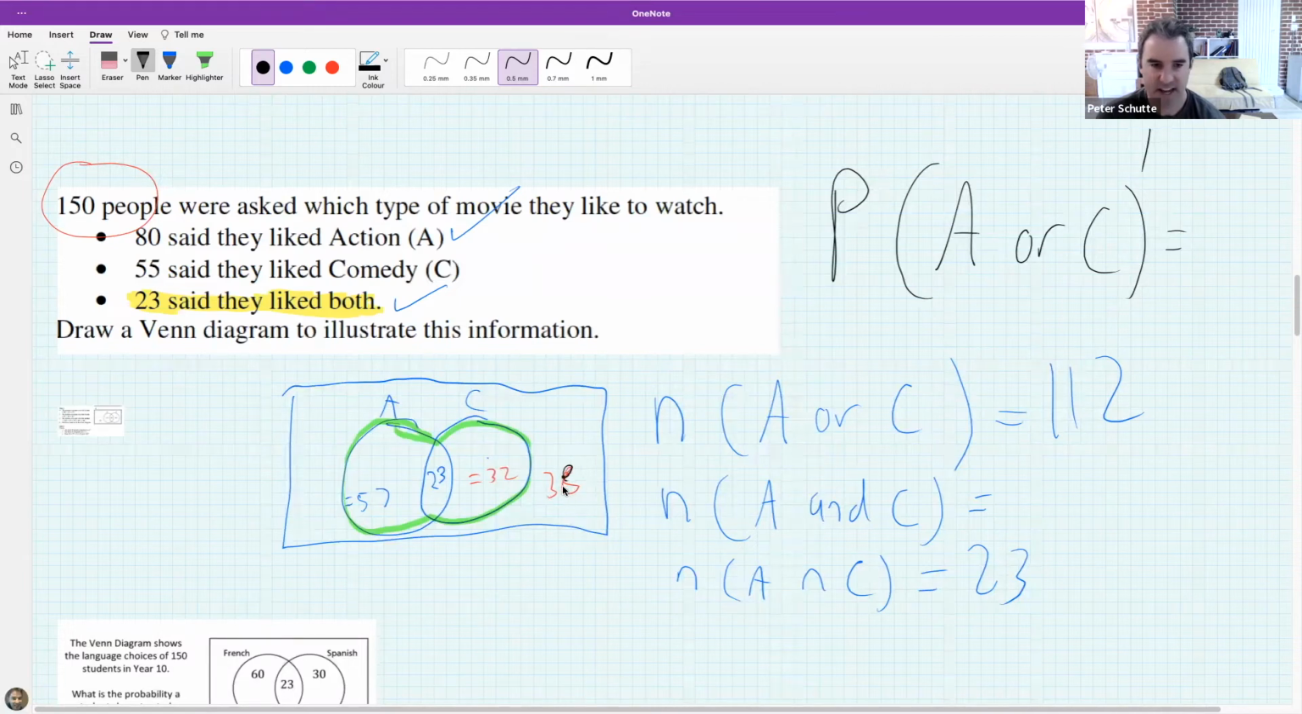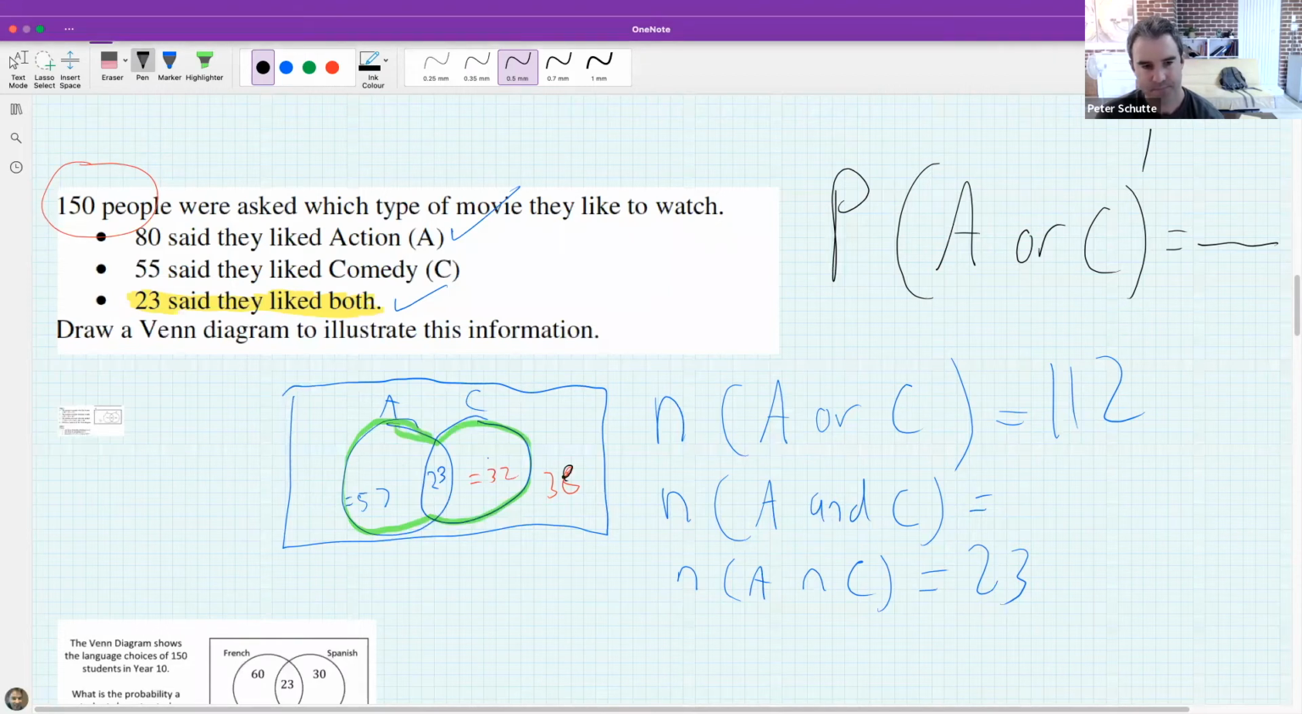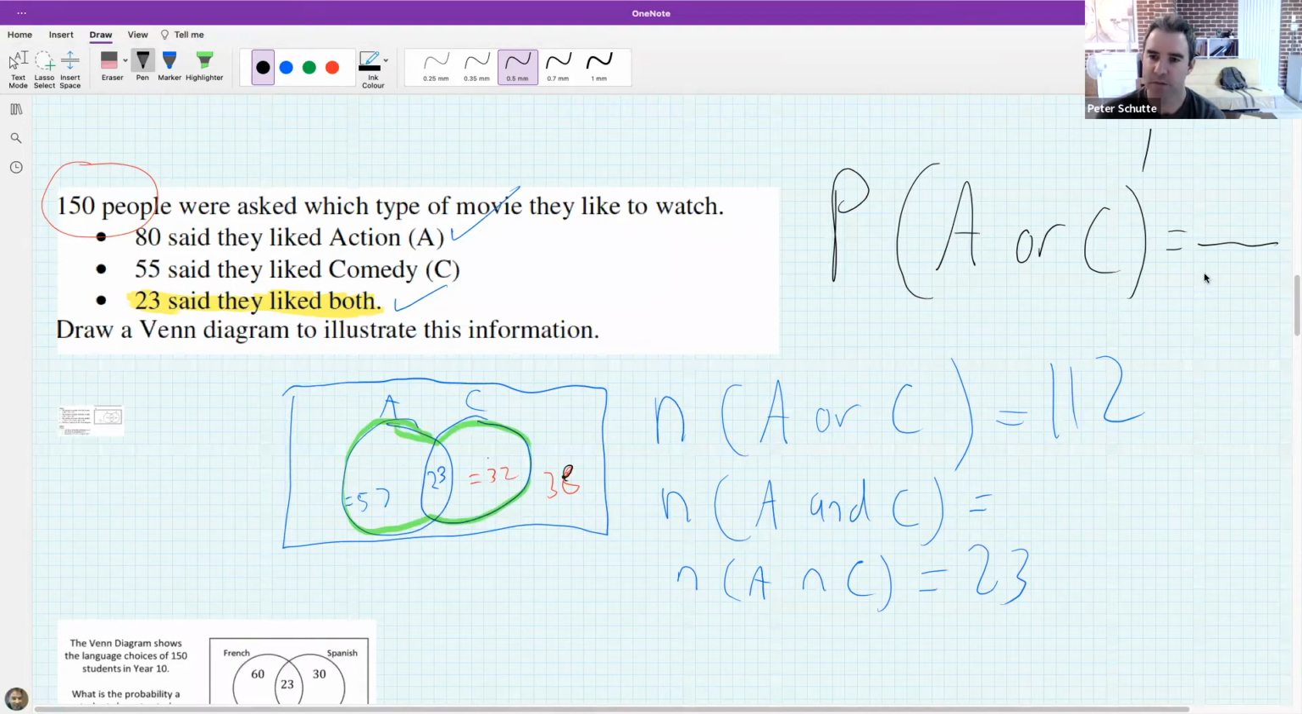So we have that is a 38 over here. So it's a probability now we're asking. There's a number of possible outcomes and a number of favorable outcomes. What's that going to be? So it's going to be 150 on the bottom, and then whatever this one over here is, so that is 38. And so it's going to be 38 over 150. So the probability of somebody, if you chose a random person from this group, the probability that they like neither action or comedy would be 0.253 and so on.